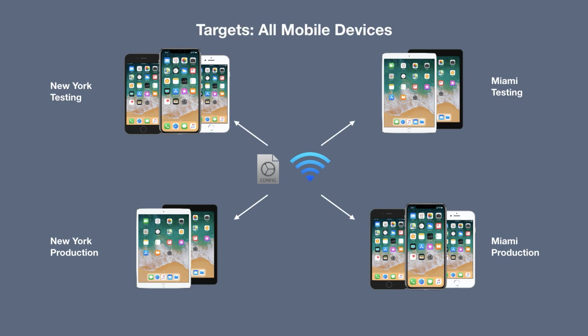We could scope this to all devices, which would send the configuration profile to all 10 of them. Scope can be narrowed by targeting specific buildings like New York. This would deploy the configuration profile to devices belonging to that building. We can further specify our scope by excluding a group.